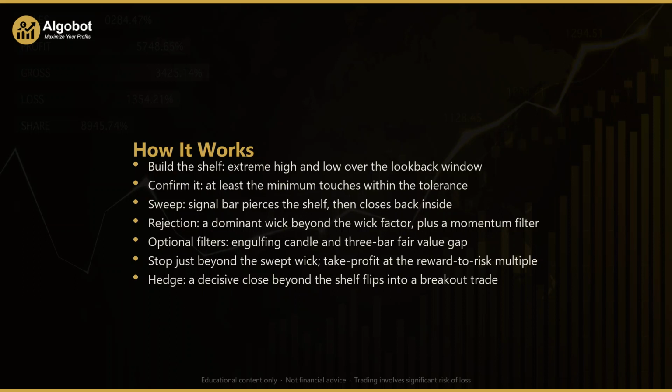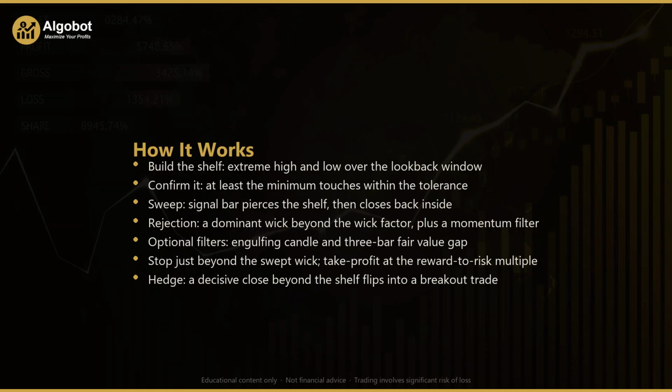Next comes the signal. On each freshly closed bar, the strategy checks for a sweep and a rejection. For a short setup, the bar's high must pierce above the resistance shelf, but the bar must close back below it. On top of that, it needs a dominant upper wick, by default at least 1.2 times the size of the candle's body, and that upper wick must be larger than the lower wick. That combination is a textbook rejection. Price tried to break higher, failed, and snapped back.